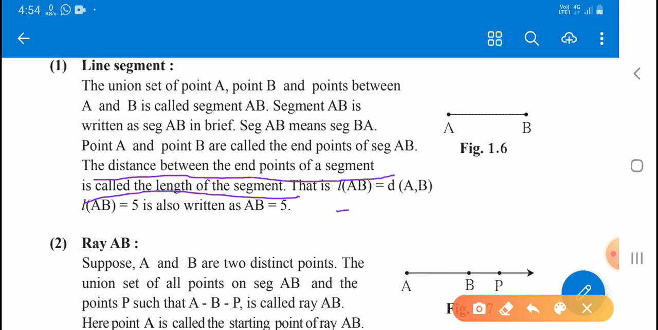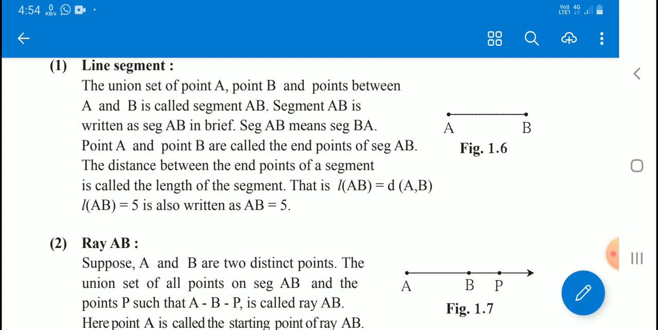That is, here length AB is equal to the distance between the points A and B. Suppose they give the length AB equal to 5, then you can write AB = 5. Again one time I will repeat: the distance between the endpoints of a segment is called the length of the segment.